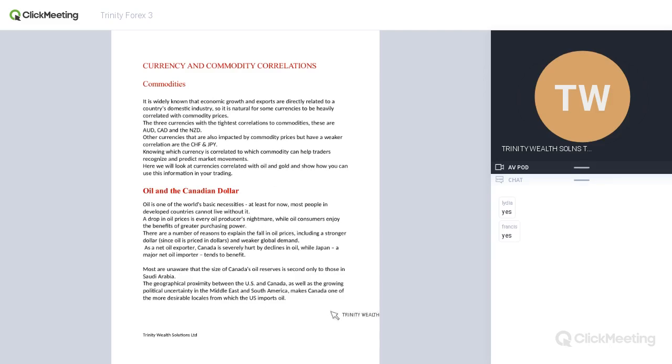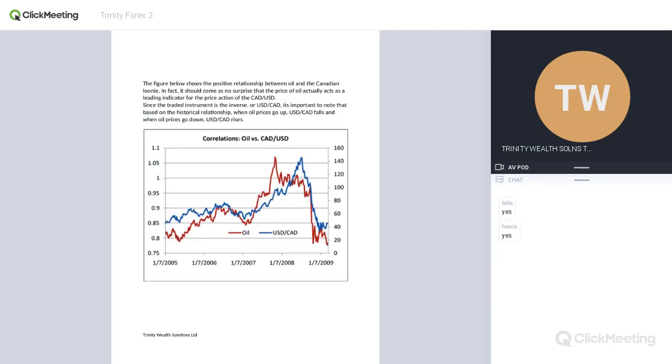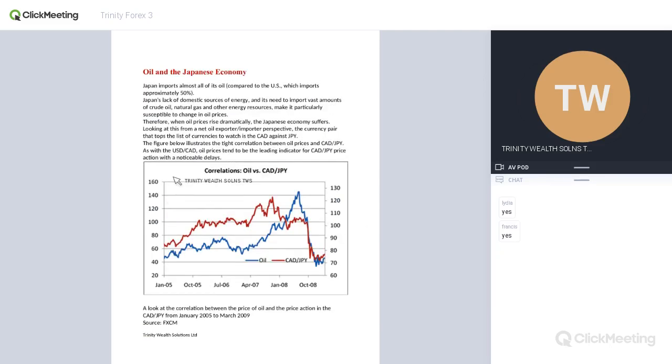Please read through this in your own time. We don't need to read everything. Japan, we mention because they don't have their own natural resources. They import oil. So if oil prices go up, the Japanese yen is affected. It tends to weaken because they have to spend more to import oil. So that is where we have the correlation for those.